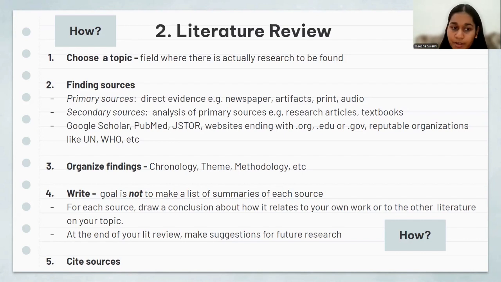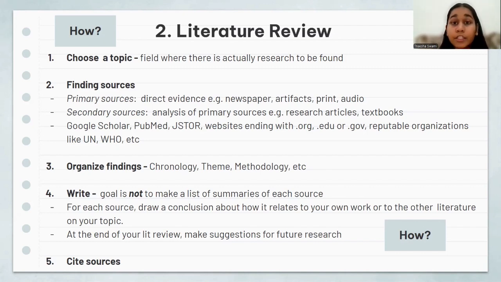After you've organized your findings, you start writing your literature review. The goal here is to not just sum everything up from each and every source that you've taken. Remember to highlight the important points in each source. And at the end of your literature review, it is highly important to make suggestions for future research. This shows that you are very well versed in your field and you have actually gained a good, 360-degree knowledge of the existing literature related to your topic.